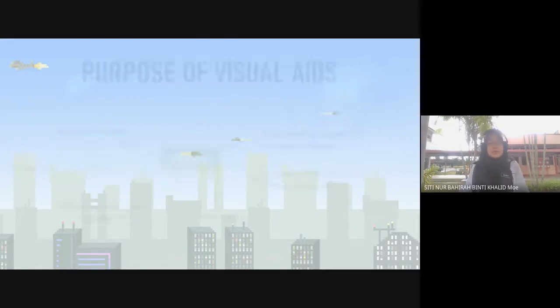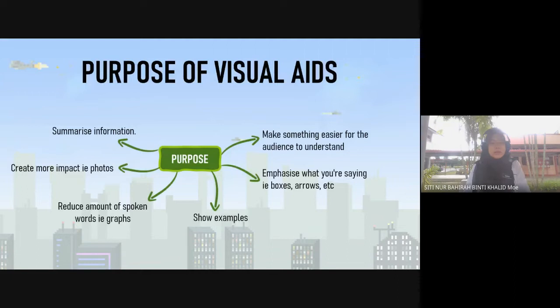So next, let's look at the purpose of visual aids. Purpose maksudnya tujuan. So what is the tujuan for using visual aids? Number one is to summarize information. So for example, kamu ada banyak data. So you have a lot of statistics. When you have visual aids, kamu boleh ringkaskan maklumat tu dalam cara yang menarik.